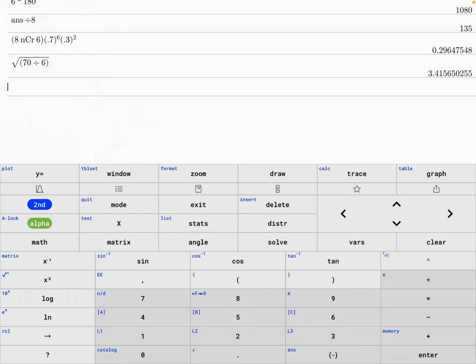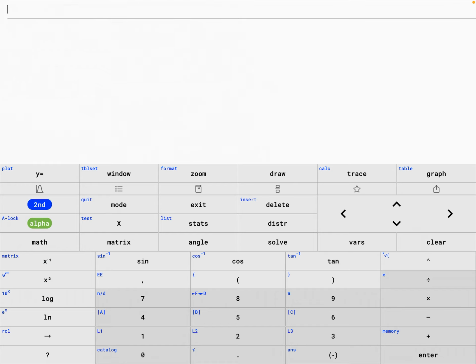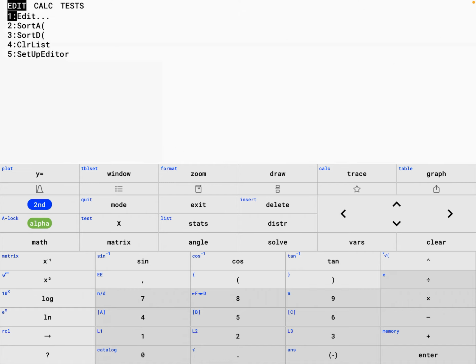Okay, first thing, if you have stuff typed in your home screen here, that's fine. You can clear it. It doesn't matter. But where we want to go is to stats. So if you look at the alpha button and you go 2 over, it is right above kind of sine and cosine, 2 above. And then it's going to bring up this menu here. So we have edit, sort A, sort D, clear list, set up editor, or whatever. All we want to do is edit.